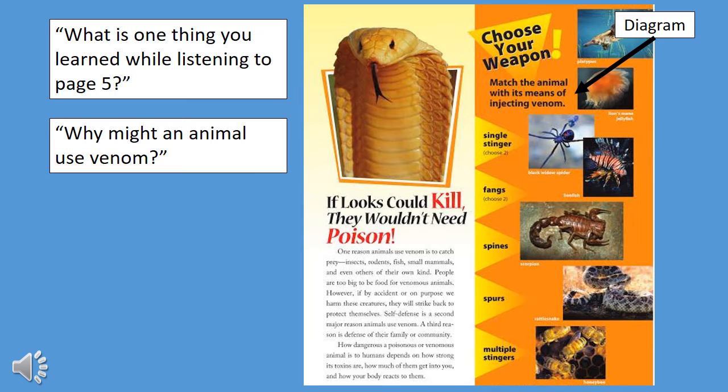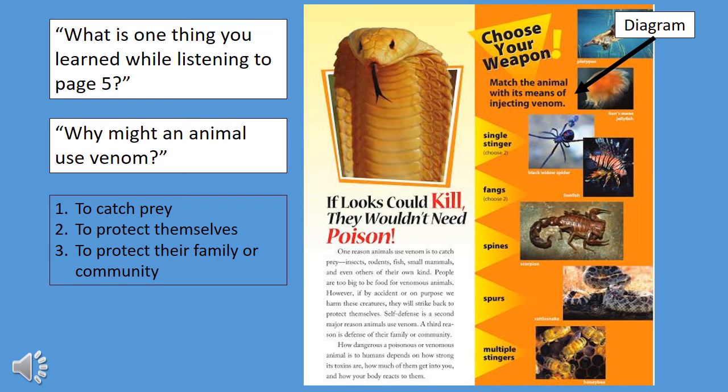What is one thing you learned while listening to page 5? I want you to pause, take a moment, and think about that response. An animal uses their venom for 3 reasons, according to the text. So I'm asking you now, why might an animal use venom? See if you can locate that information. After looking back at the text, you might find that an animal uses venom, 1, to catch prey, 2, to protect themselves, 3, to protect their family or community.